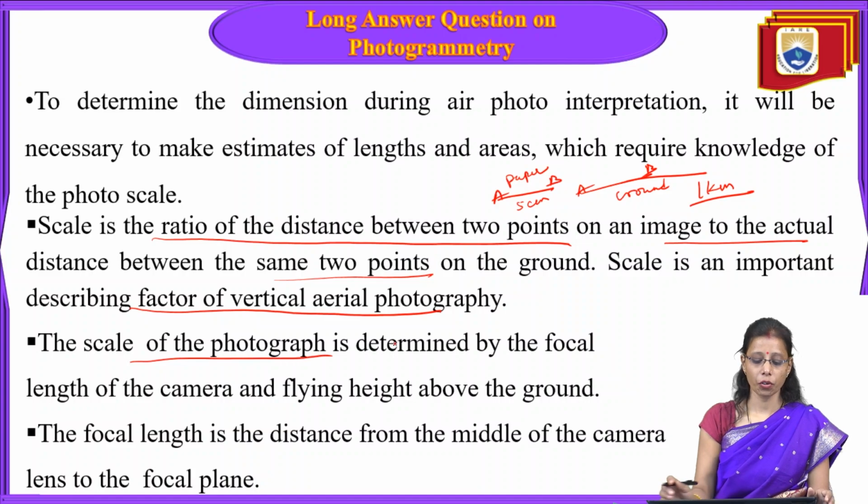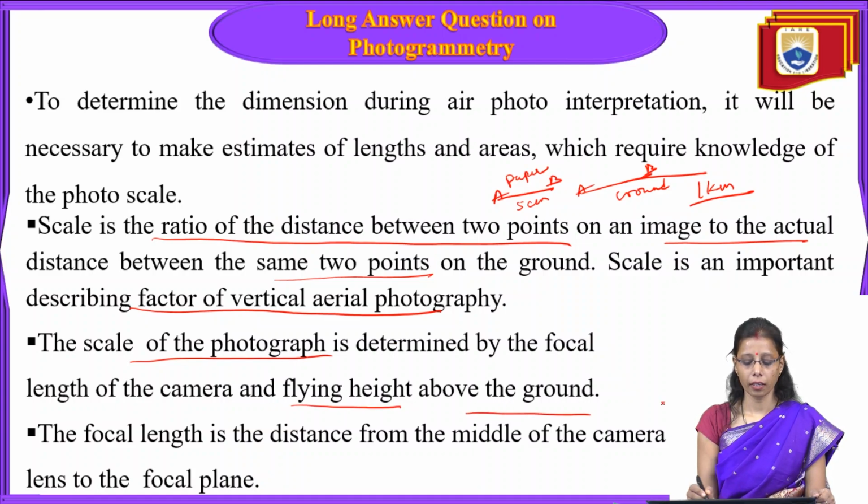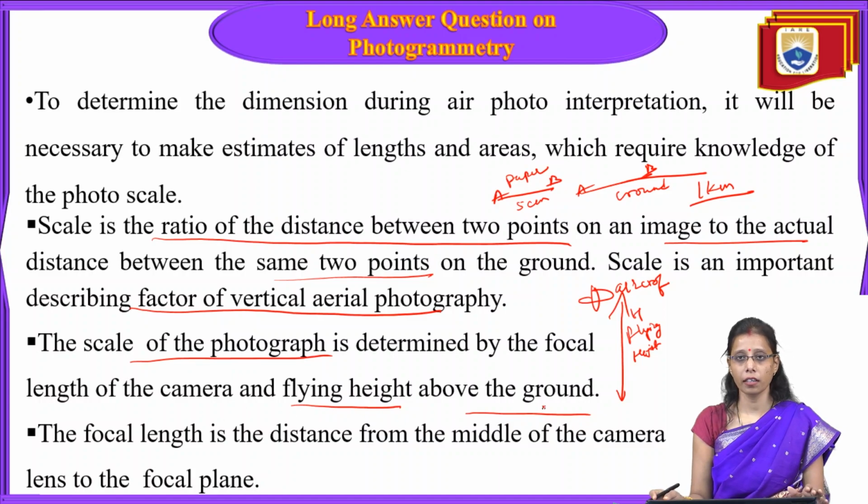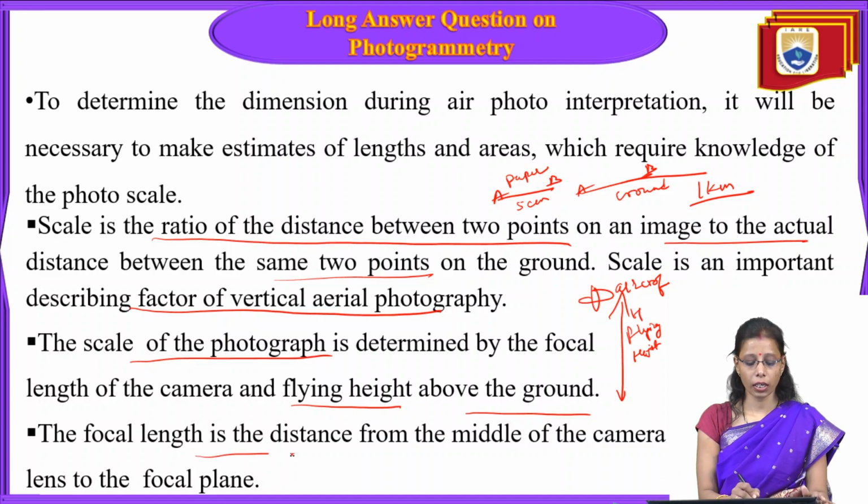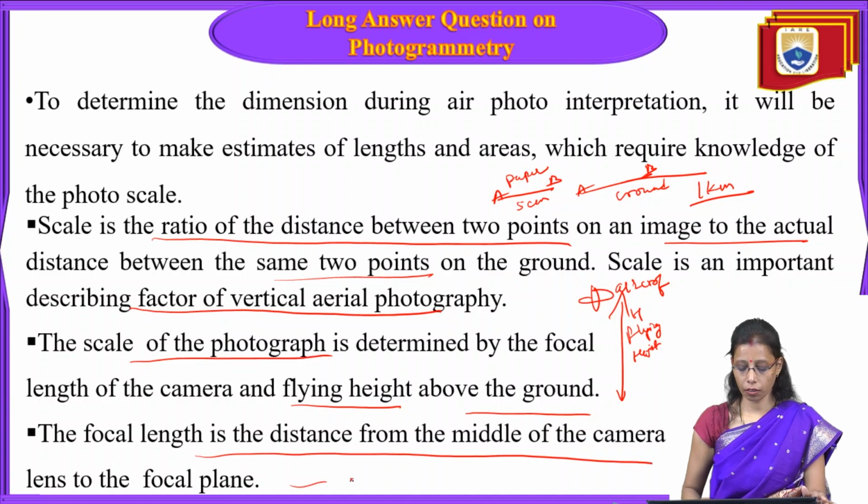The scale of the photograph is determined by the focal length of the camera and the flying height above the ground. So what is the flying height? For example, here is your aircraft, and this will be your flying height, called H. And the focal length is the distance from the middle of the camera lens to the focal plane.